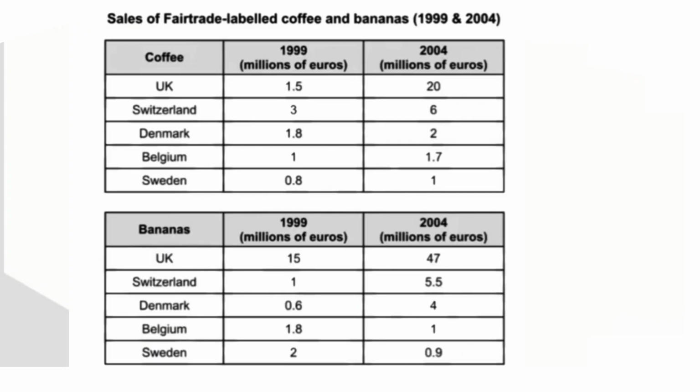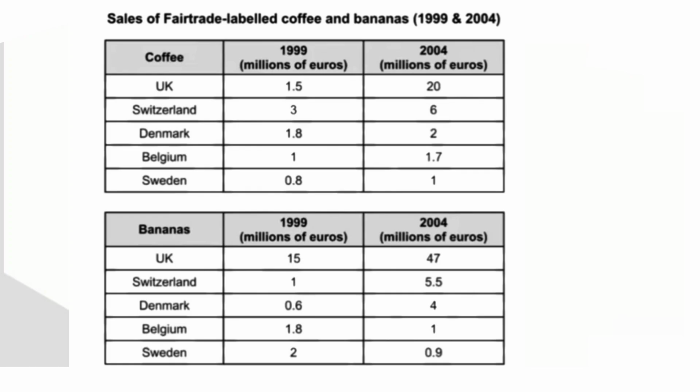Now, let's look at a table question. Please pause and examine. The title of the table is Sales of Fair Trade Labeled Coffee and Bananas 1999 and 2004. There are 2 tables here, one for coffee and one for banana. In rows, 5 countries are given. In columns, 2 years are given.